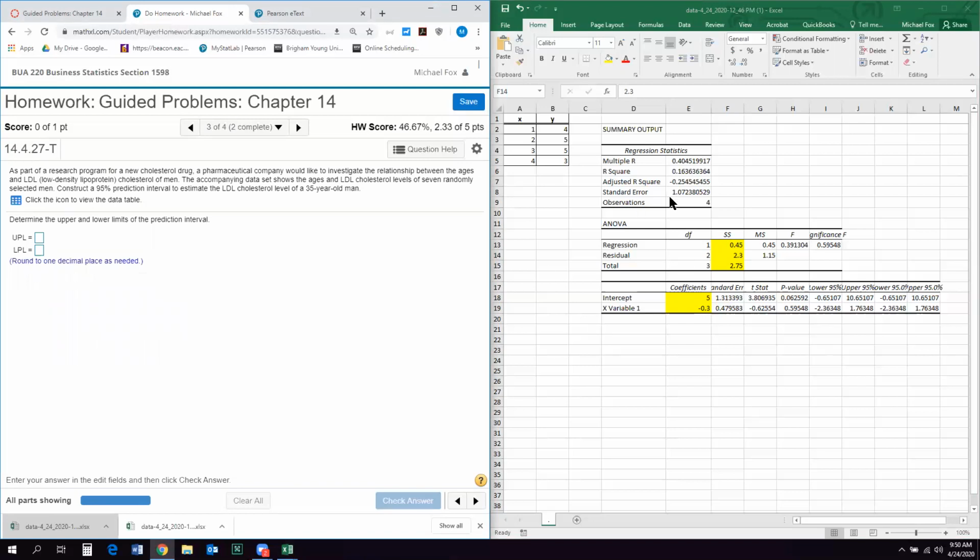Nice. Once you figure out how to use the data analysis tool, it's pretty easy because it gives you the info.